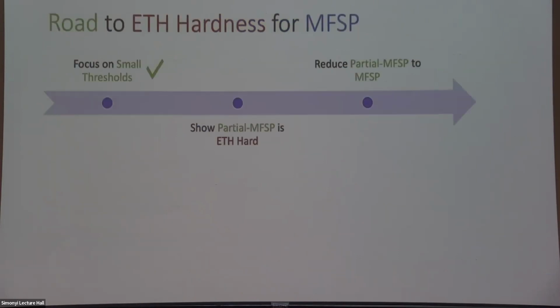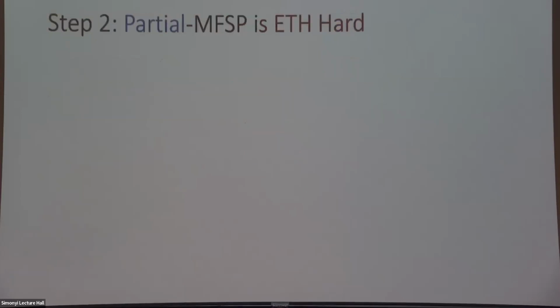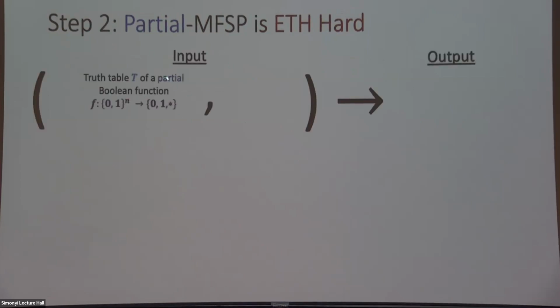And so the second idea on the road to ETH hardness is to focus on the partial function version of the problem. We focus in on this intermediate problem for MFSP, which I'm going to define for you now. You can probably guess what this is going to be, but your input is going to be the truth table of a partial function f. So now this function maps from {0,1}^n to {0,1,*}. So you'll have to output star.